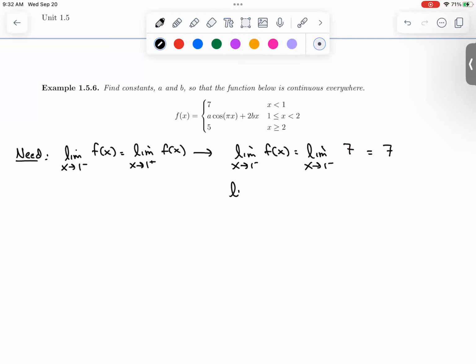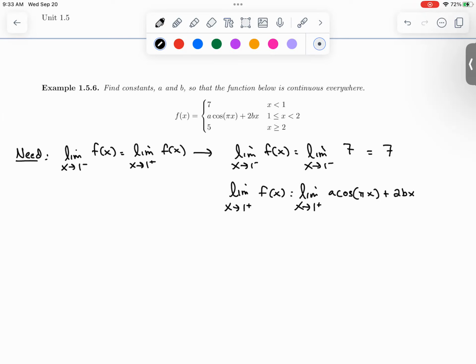Similarly, the limit as x approaches 1 from the right of f of x, that'll be the limit as x approaches 1 from the right of a cosine pi x plus 2bx. And I know what you're thinking. How do I handle this? This has 3 variables in it. It's impossible. No, it's not impossible. a and b are just numbers. We don't know what they are yet, but they are numbers. They don't depend upon x. So in the limit's scope, those are just constants. So we can ignore them and just write them down.